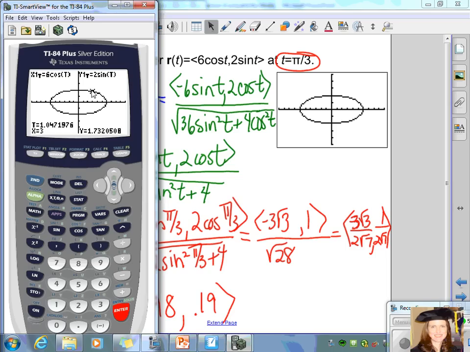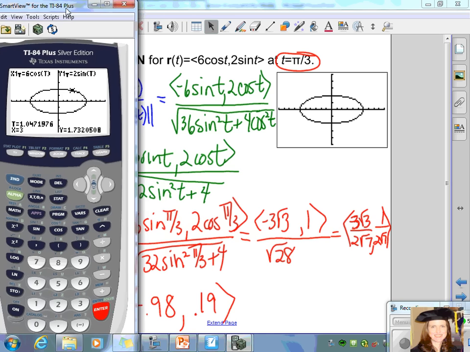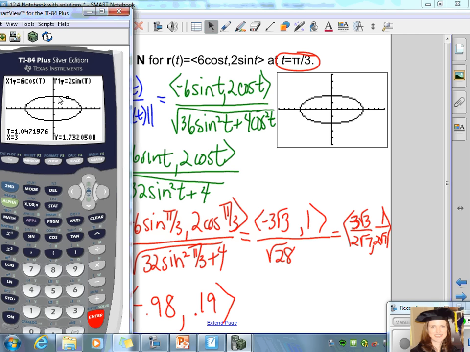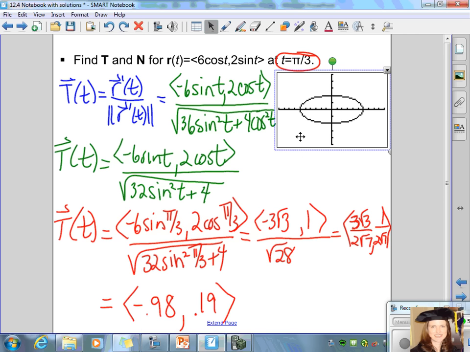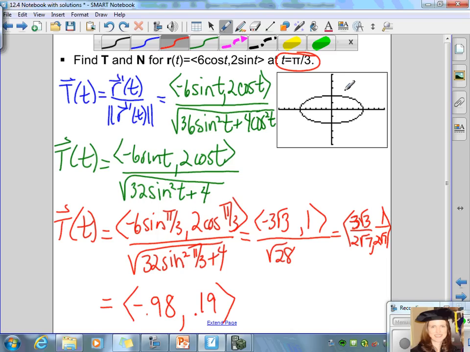So from that position, we're going to be sketching the unit tangent vector with components approximately negative 0.98 and 0.19. And since I have the graph over here, I'll go ahead and sketch that on the graph. So it's approximately here, the location. I'm going to move negative 0.98, almost negative 1, and up 0.19, just a little bit. So that is our unit tangent vector. It should be tangent to the path at that specific point.